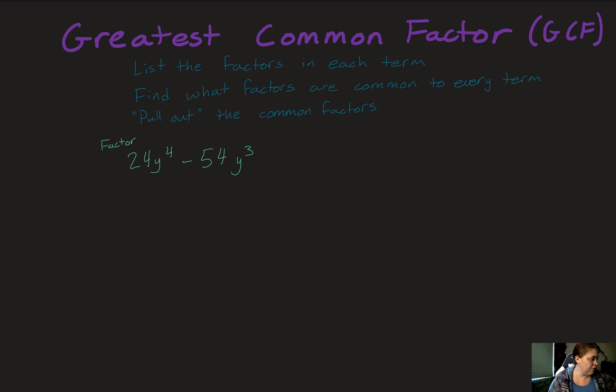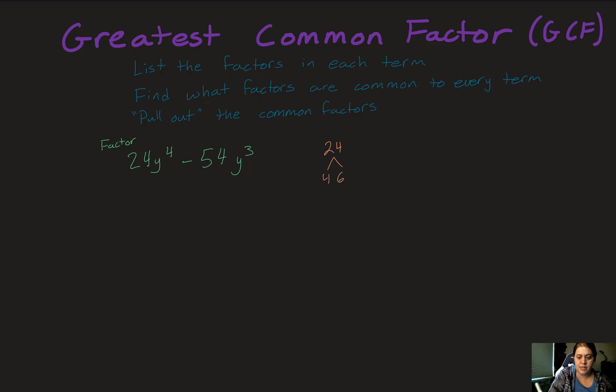So we've got our wonderful example here. We've got 24y to the fourth minus 54y cubed. And so to get started, let's start talking through that. When we're looking for the factors of things, there's a couple different ways that we do that. One of them is to do one of these good old prime factorization trees where you're like, okay, what two things multiply to make 24?